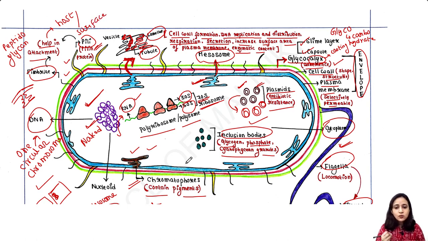I forgot to mention one more very important thing: the DNA or bacterial chromosome that is present in the cytosol, the place where it is present is called the nucleoid, because the cell does not contain any nucleus. This part is called the nucleoid.